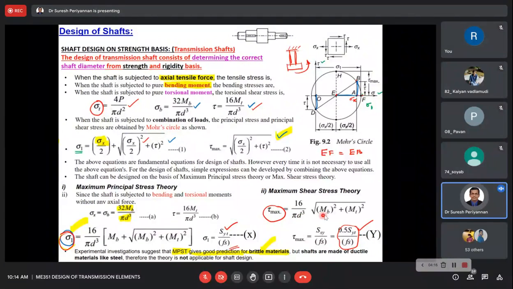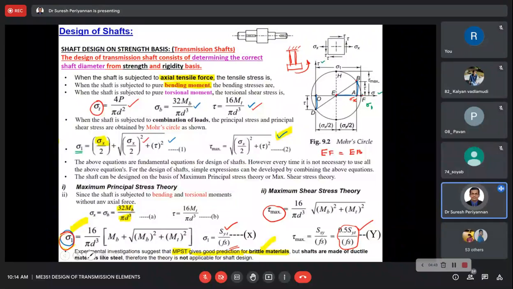Now similarly, the maximum shear stress theory. Substitute the sigma b value and tau value. Then finally we get 16 by pi d cubed into the square root of Mb squared plus Mt squared. This theory is suitable for ductile material. When the shafts are made of ductile materials like steels, then this formula is suitable.